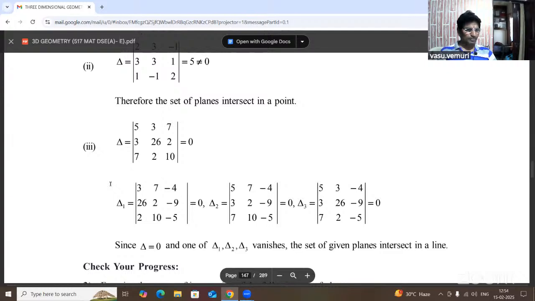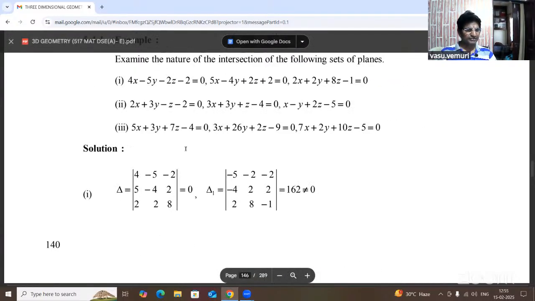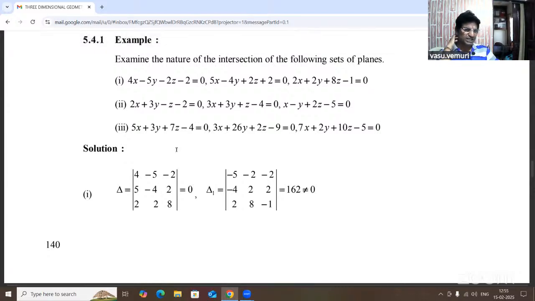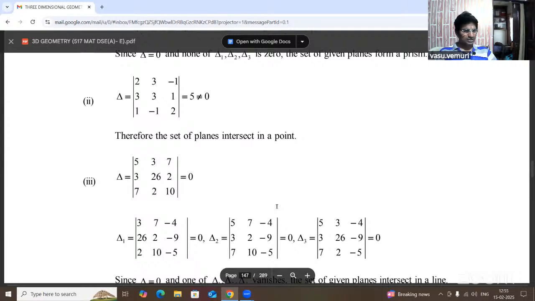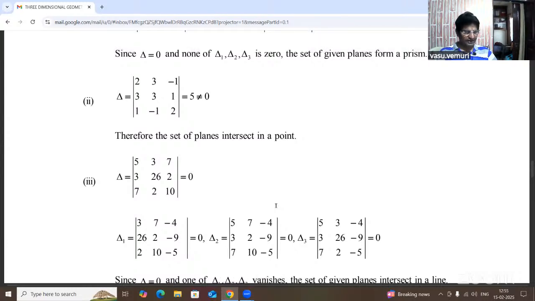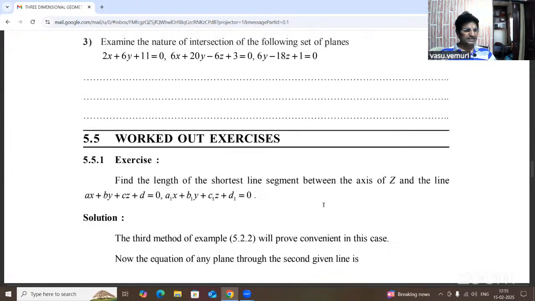In the same manner, third problem, find the delta. Write the coefficients 5, 3, 7. You just have to see and observe the given equations. These three are different. Write the coefficients of x, y, z in the formation of delta. Find delta, delta 1, delta 2, delta 3. Each and every one is 0. So when delta, delta 1, delta 2, delta 3 are 0, the set of given planes intersects in a line. So that is the simple problem.